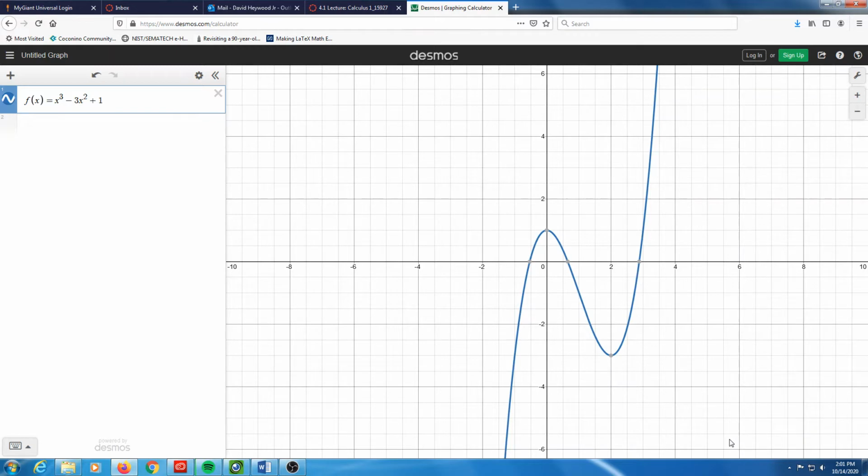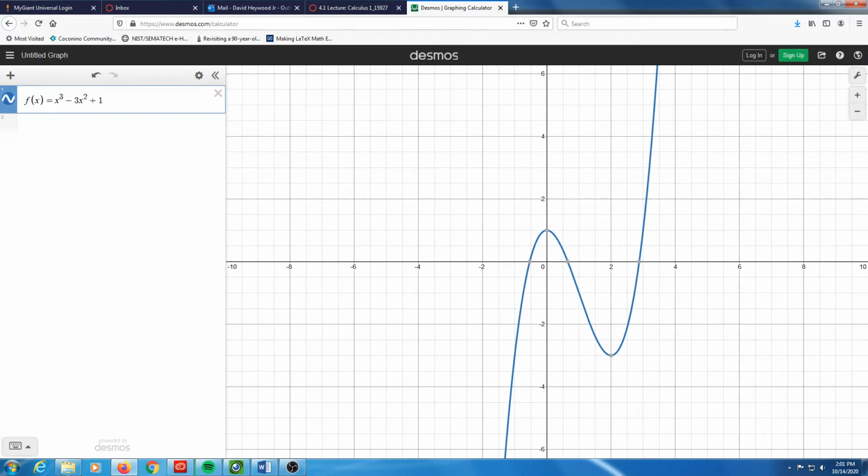As far as concavity is concerned, we said that 1 was an inflection point. So at x equals 1, the point (1, negative 1), if I can get it on there, well, it's not going to let me for some reason, but there you go. That point right there is an inflection point. So notice that to the left of that point, I am concave down. To the right of that point, I'm concave up.